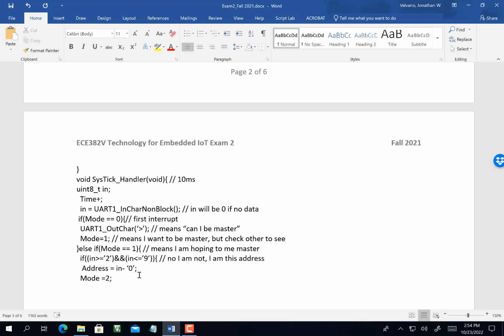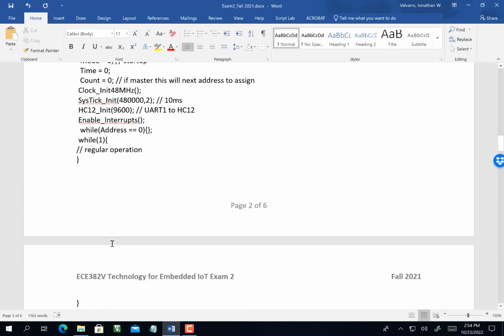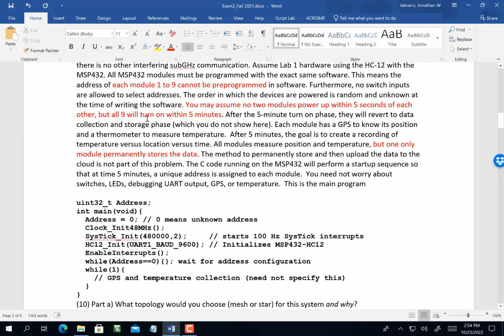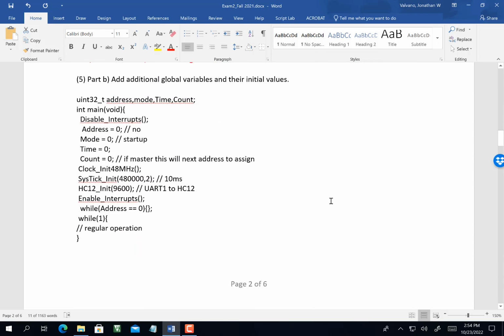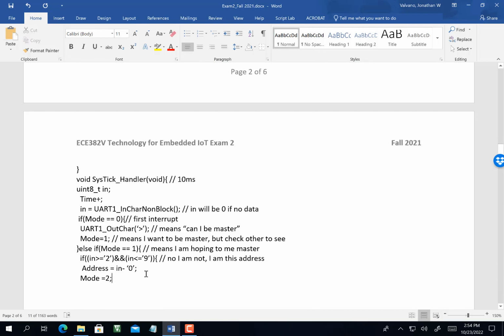That has to do with the fact that up here, I gave it a specification that you may assume no two modules power up within 5 seconds of each other. So that means if I wait 5 seconds, I send out an 'I'm master, can I please be master?' and nobody responds in 5 seconds, I'm the master. That's where I'm going to use that information. So how long are you willing to wait?